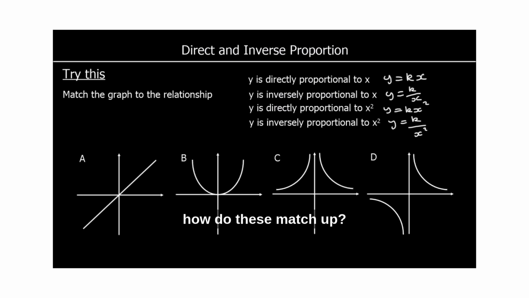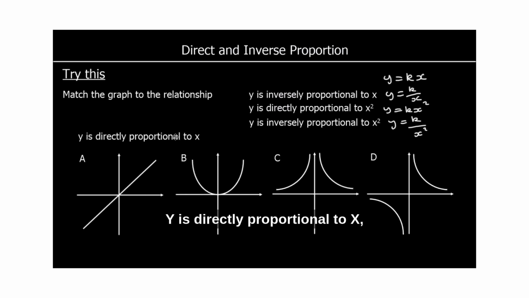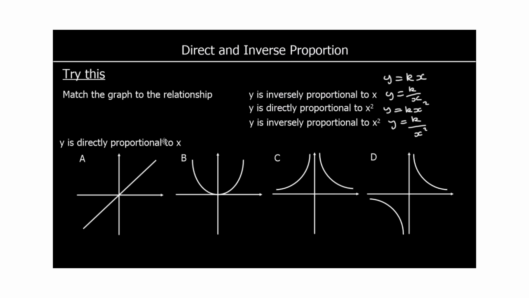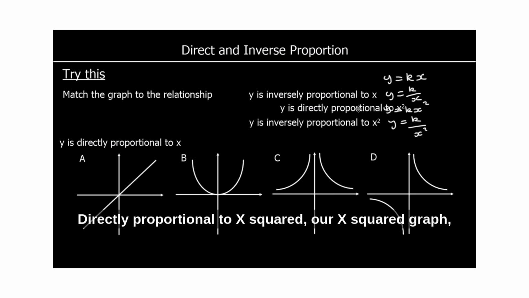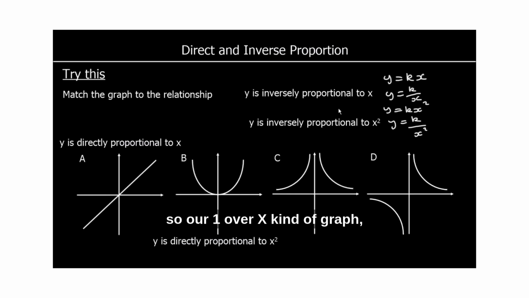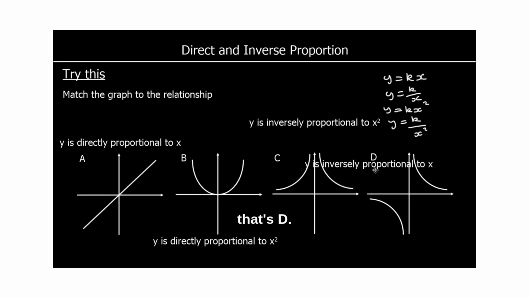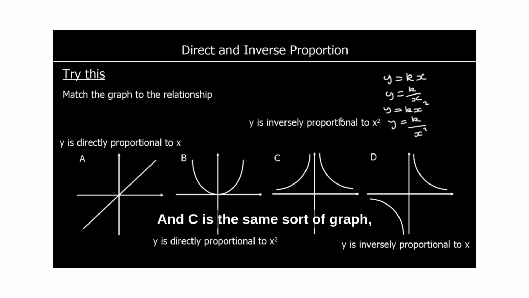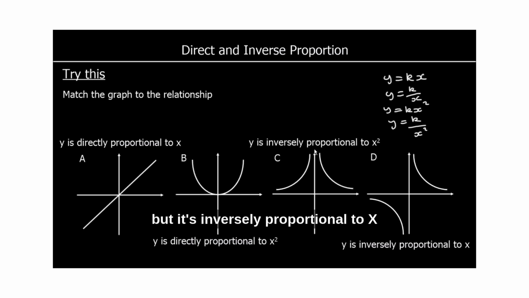So how do these match up? So our straight line graph, y is directly proportional to x, is A. Directly proportional to x squared, our x squared graph is B. Our inversely proportional to x, so our 1 over x kind of graph, that's D. And C is the same sort of graph, but it's inversely proportional to x squared. And because x is squared, that means we're always getting positive answers. Because if we square a number, we get a positive answer. So that'll be C.